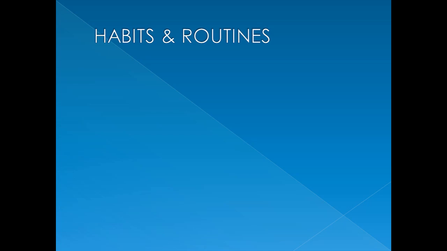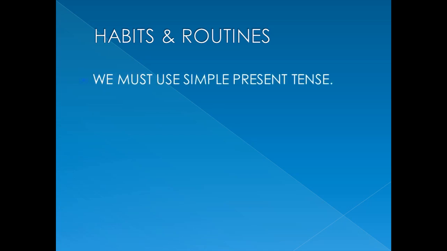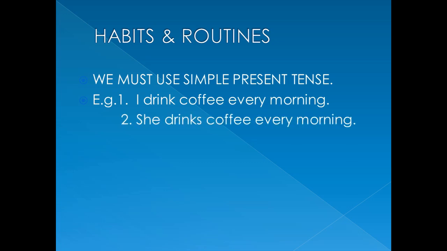Let's talk about the first situation, that is habits and routines. For habits and routines, we must use simple present tense. See the example. I drink coffee every morning. She drinks coffee every morning. I drink, she drinks. See the change. She is singular, that's why we added the S form to the verb.